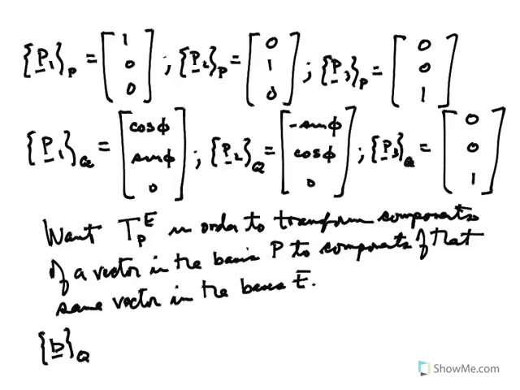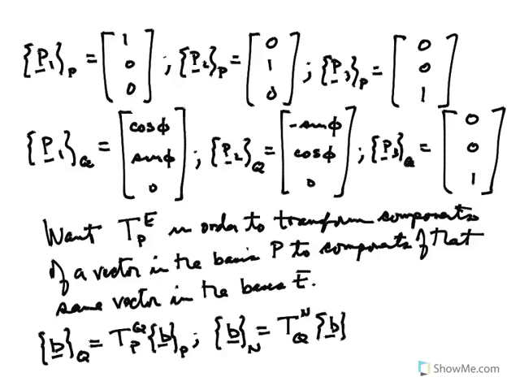in the basis Q is equal to the transformation from P to Q times that same vector expressed in the basis P. Similarly, a vector expressed in the basis N is equal to the transformation from Q to N times that same vector expressed in the basis Q. And finally, we know that the vector B expressed in the basis E is equal to the transformation from N to E times that same vector expressed in the basis N.